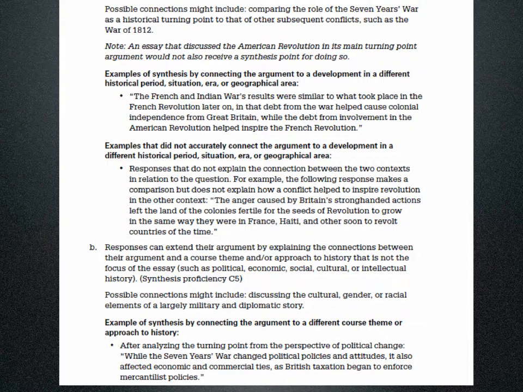And here are a few examples as well. Look at the middle of the page underneath examples of synthesis by connecting the argument to a development in a different historical period. The French and Indian War's results are similar to what took place in the French Revolution later on. Debt from the war cost colonial independence from Great Britain. Debt from involvement in the American Revolution helped inspire the French Revolution. So that's a good way to achieve that synthesis. And then there are some other examples that are provided to you, and you can stop the PowerPoint and look at those as well.